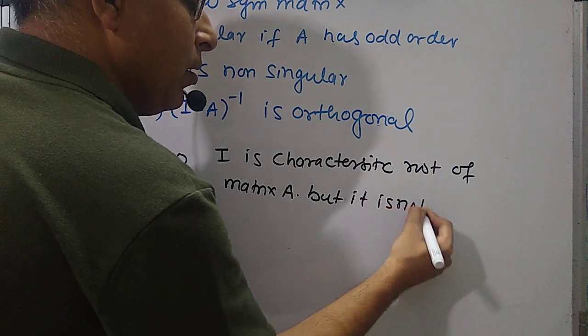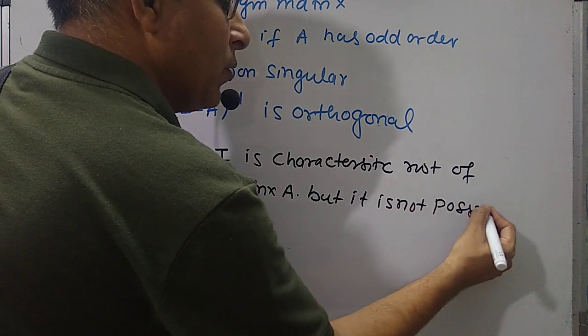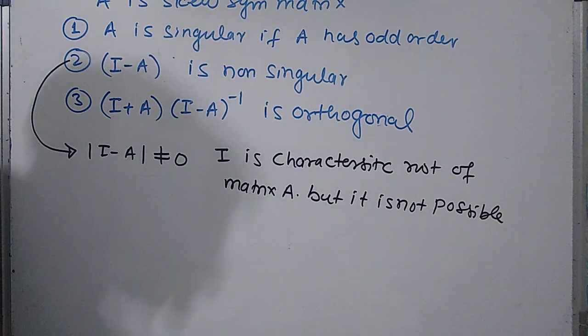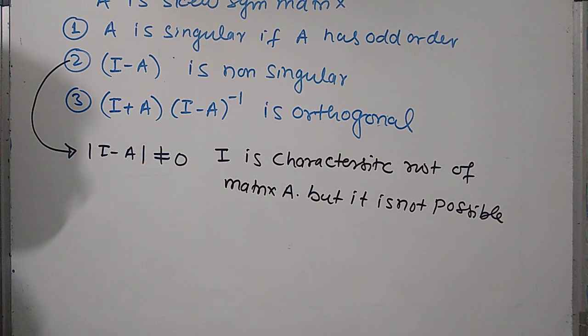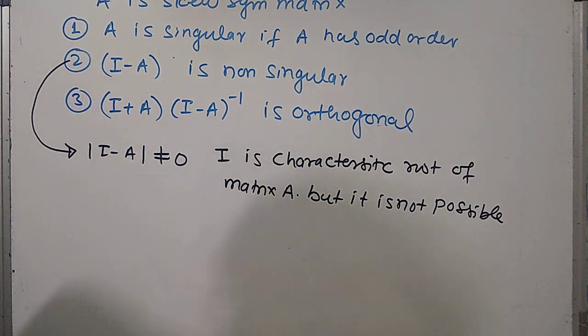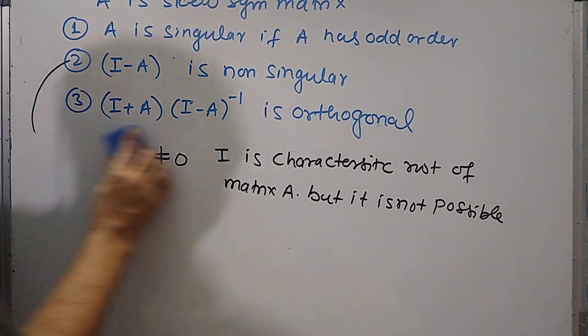It is not possible. Why is it not possible? Because a real skew-symmetric matrix can have only 0 or purely imaginary numbers as its characteristic roots. So we say that the determinant of I minus A is not equal to 0, so we get non-singular.